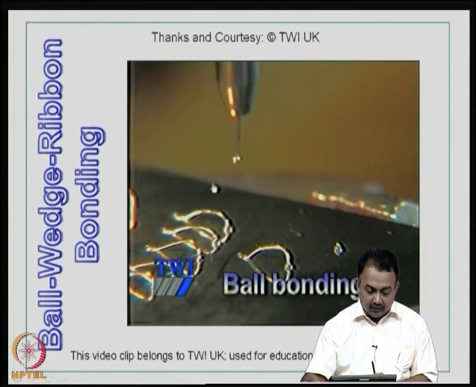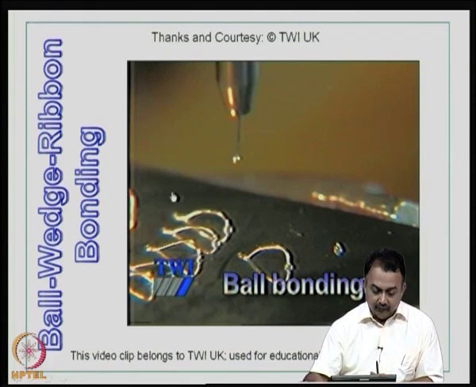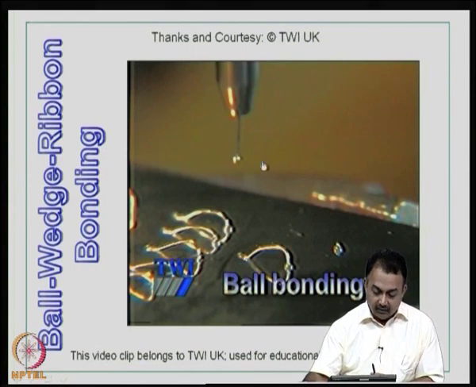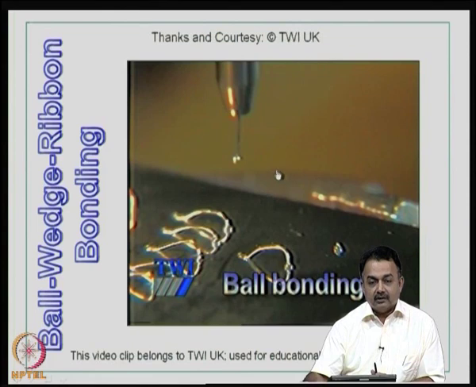Now, I will show you what we have seen in the earlier clip, which is basically the high throughput wire bonding process. Here we will see the individual bonds, that is ball bond, wedge bond, and another type known as ribbon bonding.